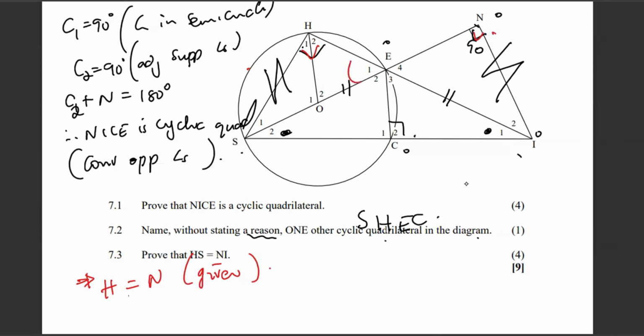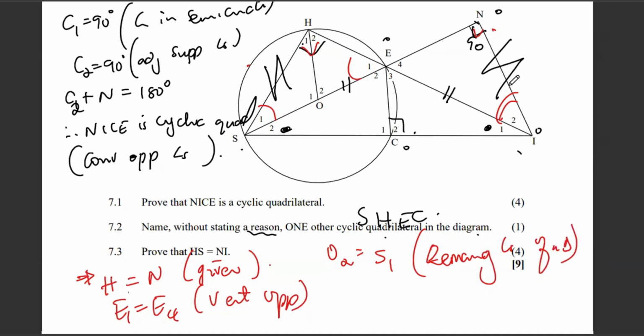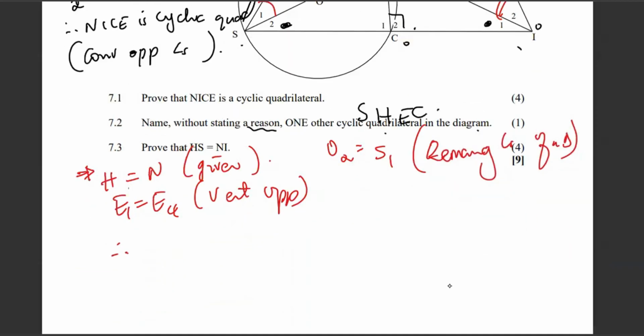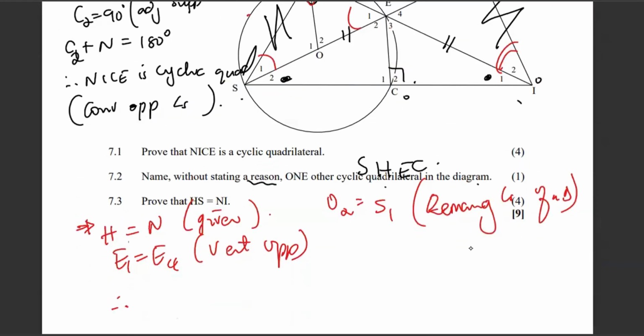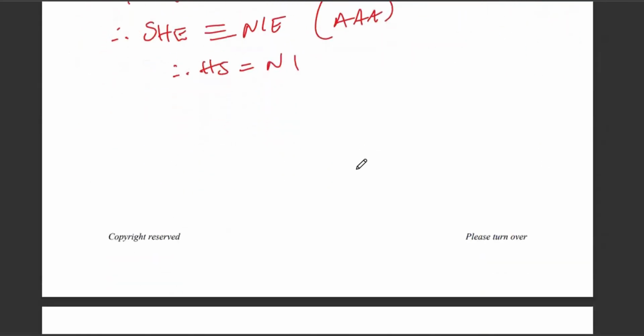Then we know that E1 is the same as E4, vertically opposite, which means that O2 is going to be the same as S1, remaining angles of a triangle. If that is true, then you can conclude that triangle HSE, let's call it HSE, is congruent to which triangle? NIE. The reason: we're looking at the angles, and if they are congruent, therefore our HS must be the same as NI. Okay, so that is that.